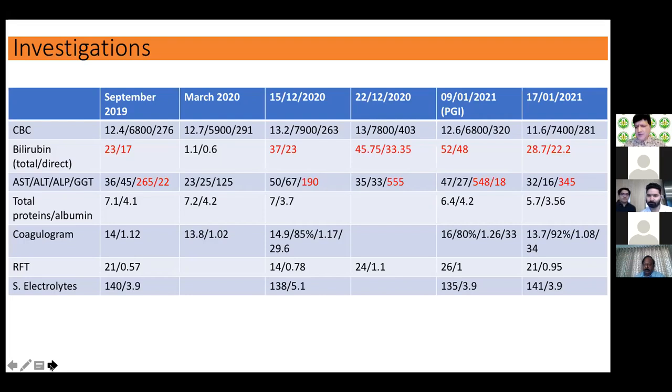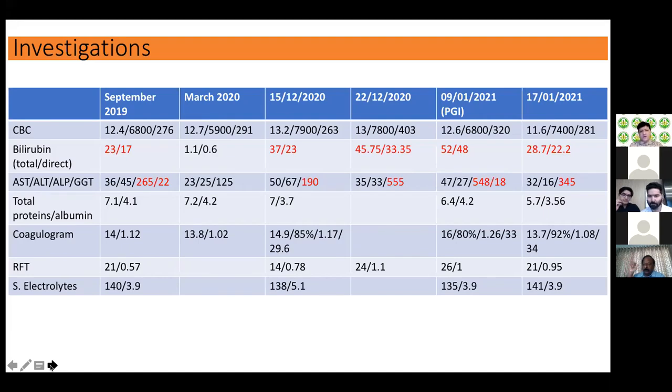So are you aware of an entity called normal gamma GT or low gamma GT cholestasis? If yes, what are the causes of a normal gamma GT or low gamma GT cholestasis? Yes, sir. We can have a normal. We have a poll question on this, sir.